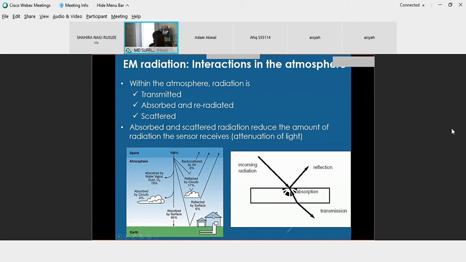Okay, interaction in the atmosphere, this is most important, because when the satellite receives the reflected light, not all the reflected light comes from the object. Tak semua datang daripada objek, because we have scattering, we have a reflection from particles in the atmosphere. So we have to know the process, or the interaction of light, in the atmosphere. So we have three main processes.